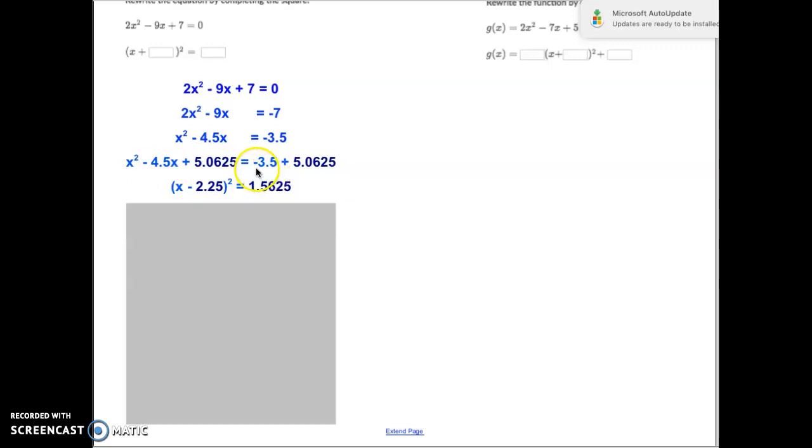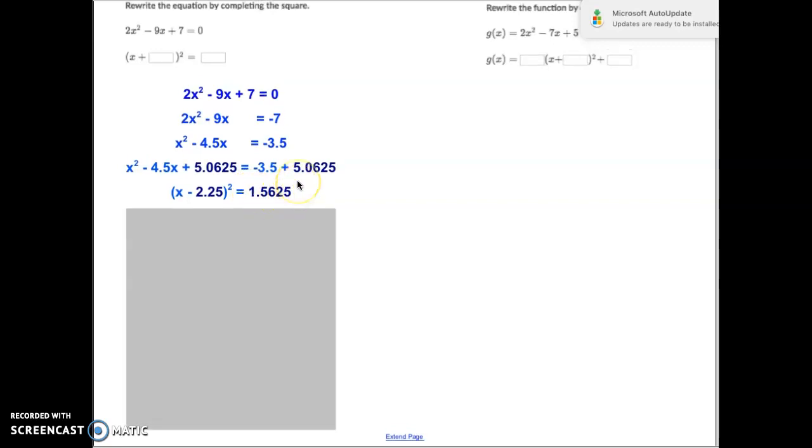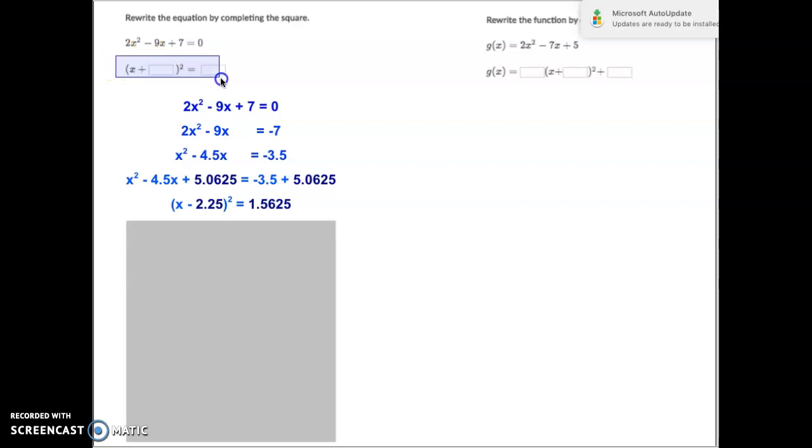You'll notice on this side, I just took negative 3.5 plus 5.0625, and that equals 1.5625. Now, you might notice that is in the perfect order of what we're looking for up here, which means we're done. This term, the negative 2.25, make sure you include that negative, goes right there, and this positive 1.5625 goes right here. Hopefully that makes sense. Rewatch that a couple times if you need to.